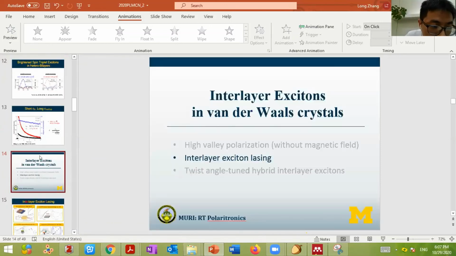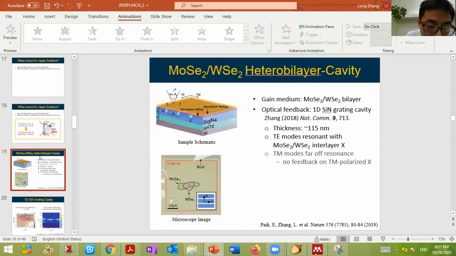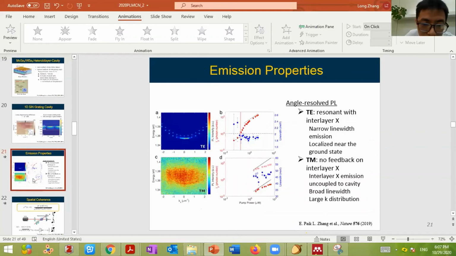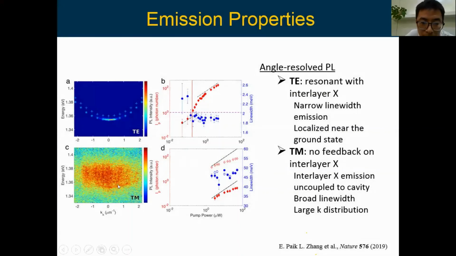Okay, let me show this. We transferred the heterobilayer onto this kind of anisotropic grating. In the TM component, you can monitor the interlayer exciton behavior, and there's no capping mode. Here we showed the linewidth and the emission intensity, but with such a broad interlayer exciton emission, I think it's very hard to tell the blue shift from the interlayer exciton peak.